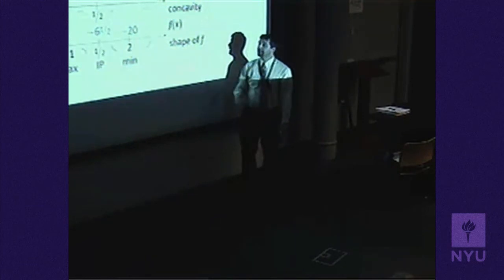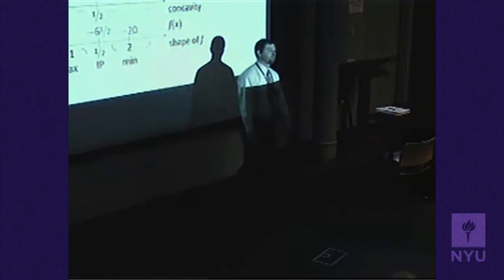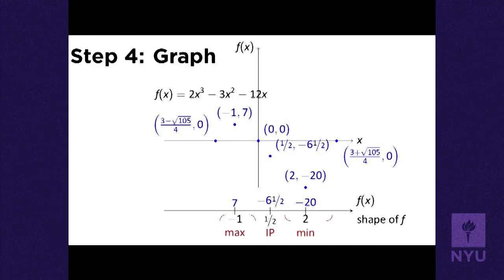So this bottom sign chart here has almost everything I need to graph the function because it's got the significant points on the graph, (-1, 7), (1/2, 6.5), (2, -20). What kind of points those are, max, inflection, and min, and also the shape of the graph between all those significant points. So we can put that all together, and basically now we just have to connect the dots. We've got the 3 zeros of the function that I found in step 0, (3 plus or minus the square root of 105) over 4. The 2 critical points, the local max and the local min, at (-1, 7) and (2, -20). And the inflection point at (1/2, 6.5).